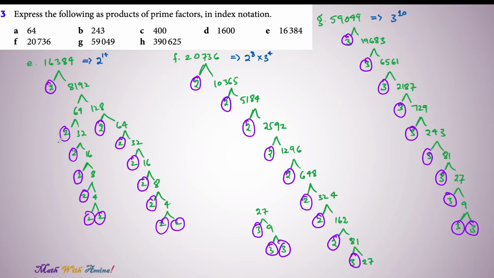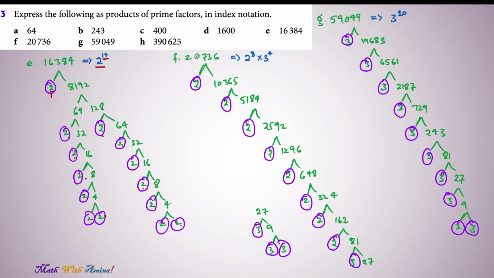Now we see how many times this prime factor of 2 is repeated in the multiplication. So 1, 2, 3, 4, 5, 6, 7, 8, 9, 10, 11, 12, 13, 14. So this appears 14 times, therefore the index value would be 14. So writing this number as a product of prime factors in index notation, it would be 2 raised to the power of 14.